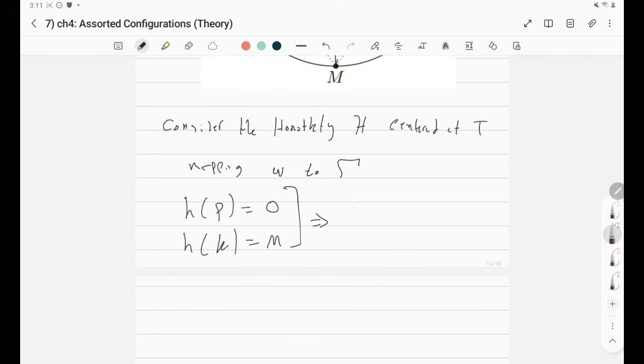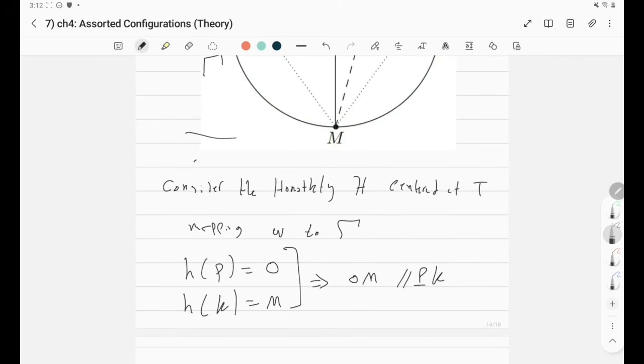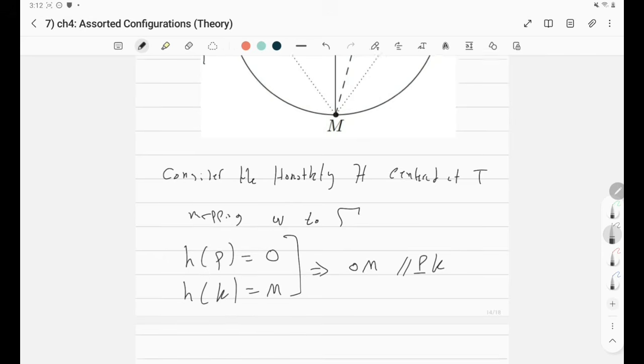From the homothety, right? OM is parallel to PK, because as you know, in a homothety, when you send a segment to a new segment, it's going to be parallel to it. That's exactly what happened here. This is the new one, OM, and this is the original one, PK. So we have the parallelity, very nice.